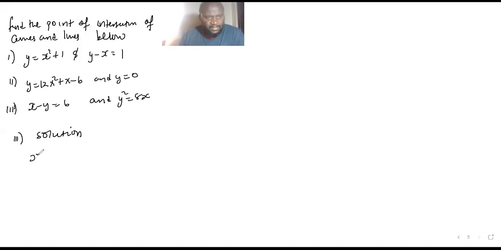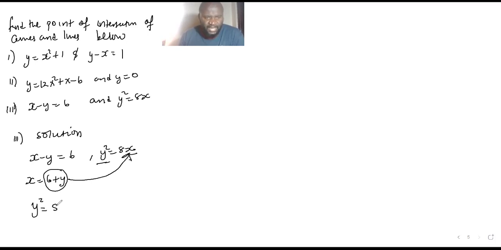We are seeing that x minus y is equal to 6. We also have y squared is equal to 8x. I can substitute either for y here or for x there. So I can make x the subject to become 6 plus y. So I drop this 6 plus y where I have x. So I'm substituting. Y squared will give me 8 brackets 6 plus y. So we shall have y squared minus 8y minus 48 is equal to 0.